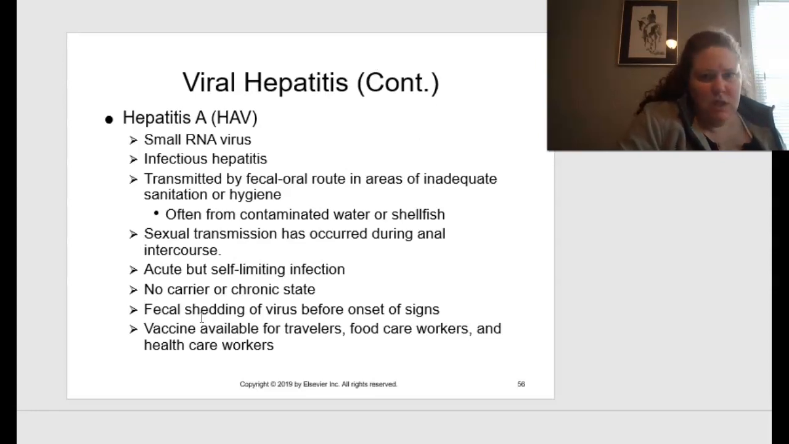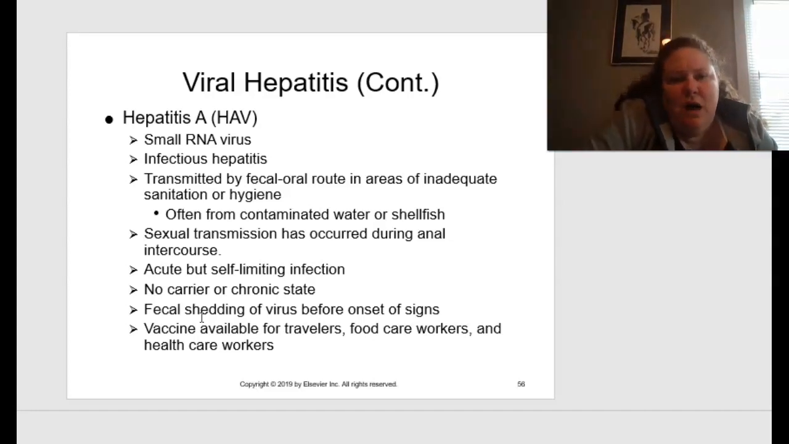There are a couple of them here too. So hepatitis A, abbreviated HAV, is caused by a small RNA virus. It's infectious hepatitis, and it's transmitted by the fecal-oral route in areas of inadequate sanitation or hygiene. It's often from contaminated water or shellfish. Also, sexual transmission has occurred during anal intercourse. It is an acute but self-limiting infection. There's no carrier or chronic state. The fecal shedding of the virus occurs before the onset of the signs. And then there is a vaccine available for travelers, food care workers, as well as healthcare workers.